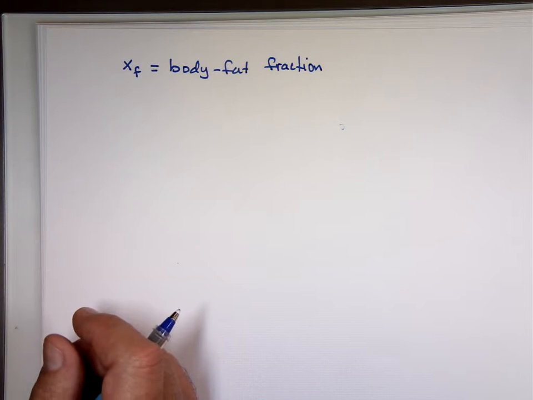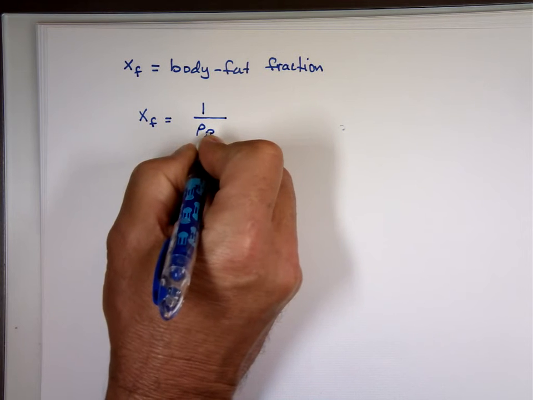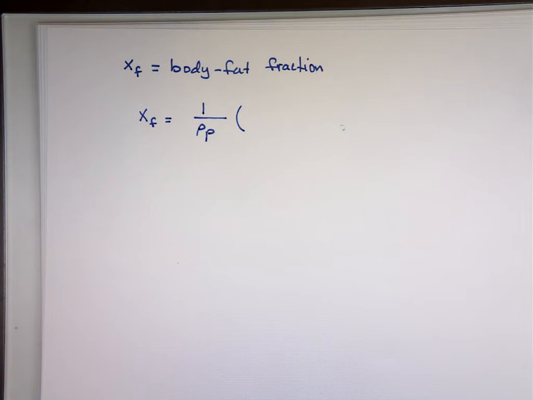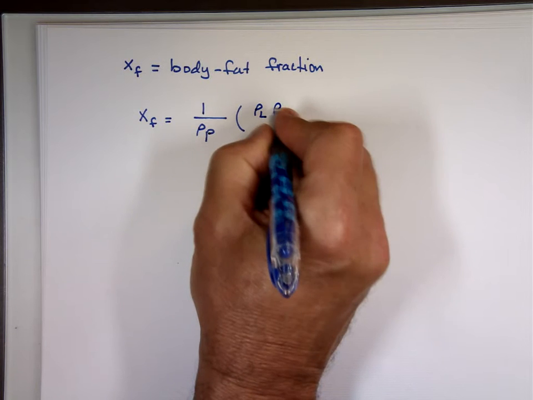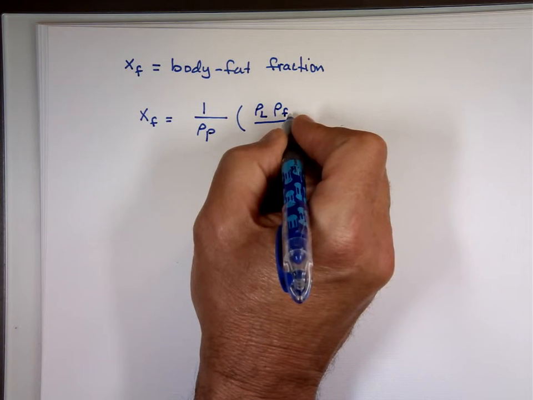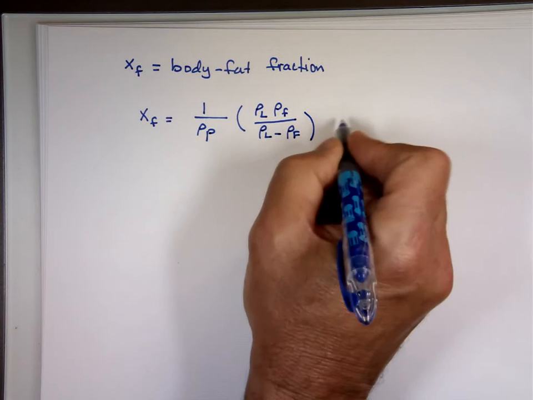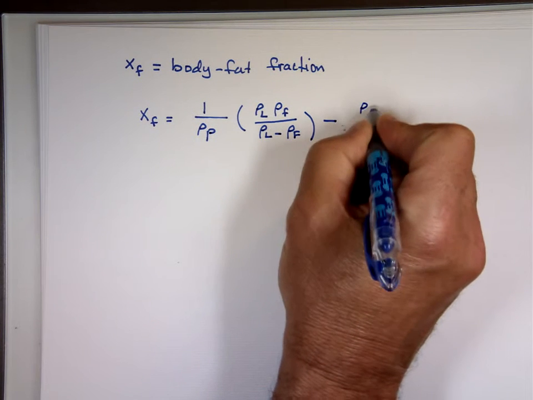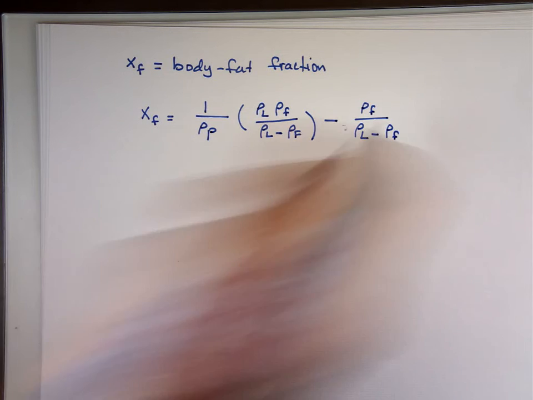It's equal to, ready for this equation? 1 over rho of the person, times rho L times rho F over rho L minus rho F, minus rho F over rho L minus rho F. You want to take a guess what rho L and rho F are?